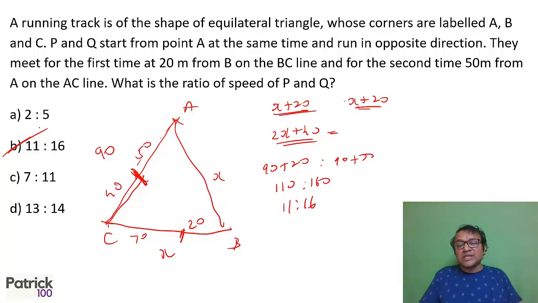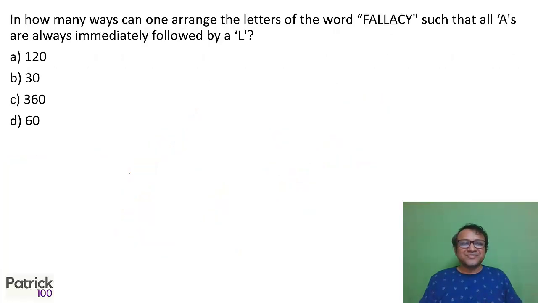This is also the ratio of their speed. The ratio of the distance covered will be the same as the ratio of the speed. For the first time when you meet, you cover x plus 20 meters because the other guy will cover x plus 70. Second time also you will cover x plus 20 because both together complete one round of the whole track. So they cover the same distance every time they meet. So x plus 20 becomes 2x plus 40, 40 meters from point C, which also means 50 meters from point A. So each side is 90. From there you get the answer.